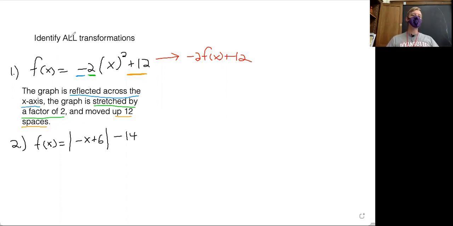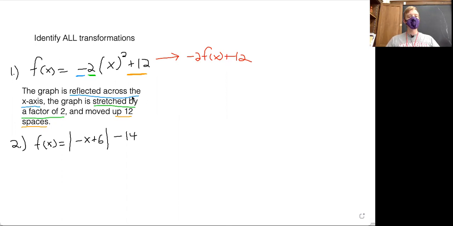So notice once again that all of our numbers on the original problem are in similar positions to the numbers that I rewrote here. The negative 2 is in front of this parentheses. The negative 2 is in front of the f. The plus 12 is outside the parentheses on the end. The plus 12 is outside the parentheses on the end right here. They're in very similar positions in the quadratic function, as well as the function similar to what we had seen previously.